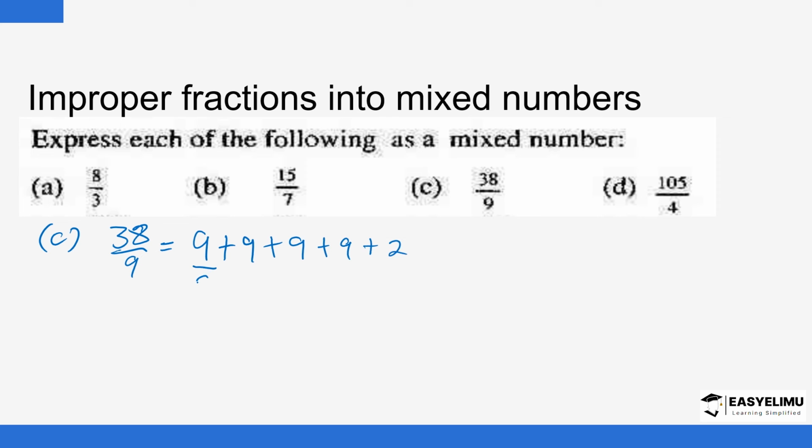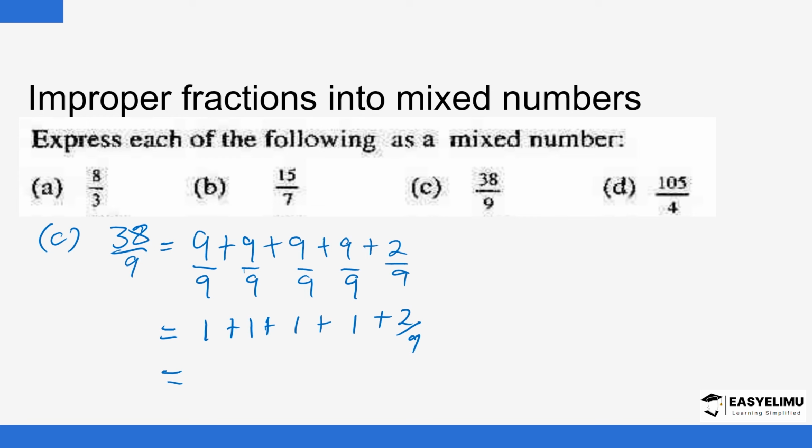So each one of them is divided by 9, by 9, by 9, by 9, and of course this is 9. So we have 1 plus 1. Of course, 9, a number divided by the same number is 1. So plus 1 plus 1 plus 2 over 9.